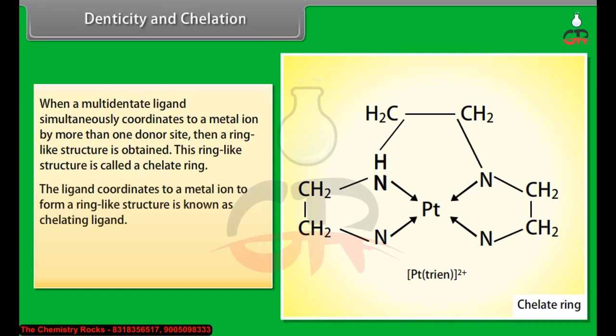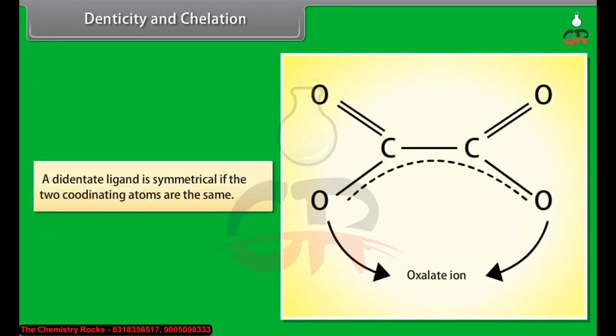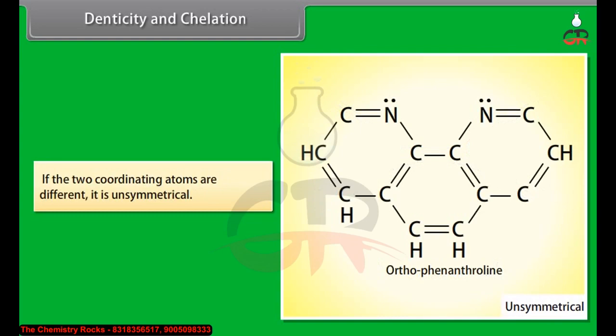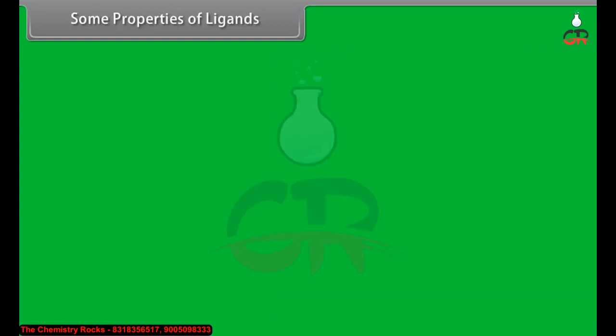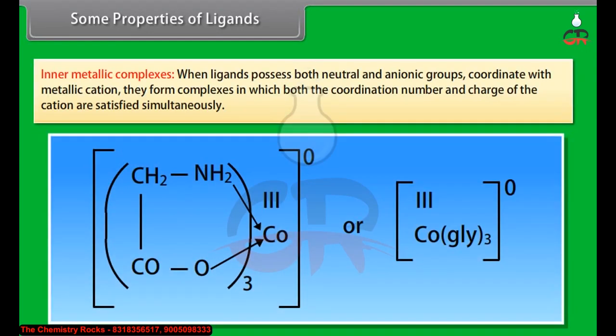The ligand that coordinates to a metal ion to form a ring-like structure is known as chelating ligand. The number of such ligating groups indicates the denticity of the ligand. A didentate ligand is symmetrical if the two coordinating atoms are the same. If the two coordinating atoms are different, it is unsymmetrical. Some properties of ligands.